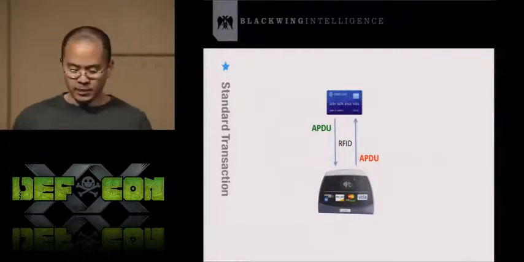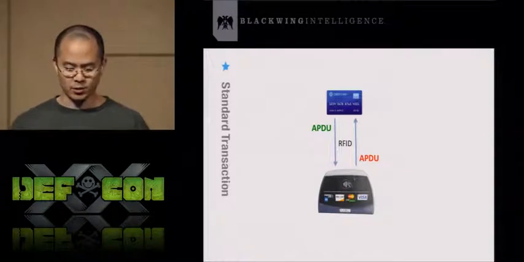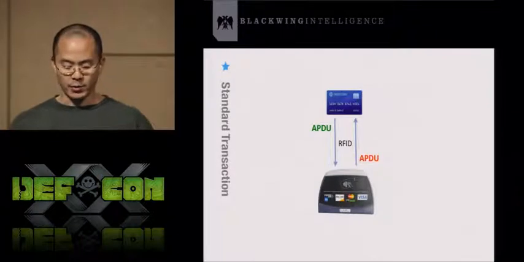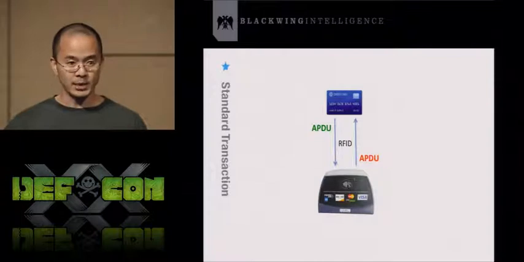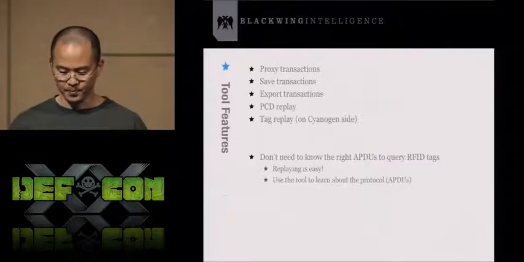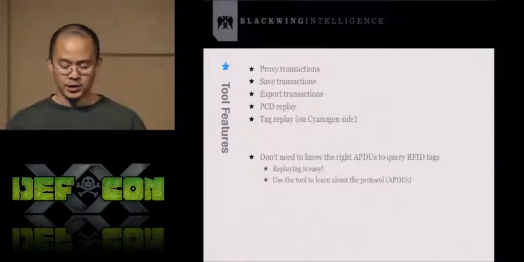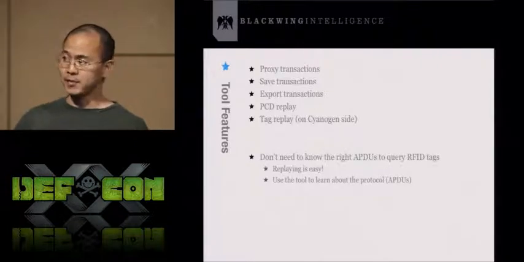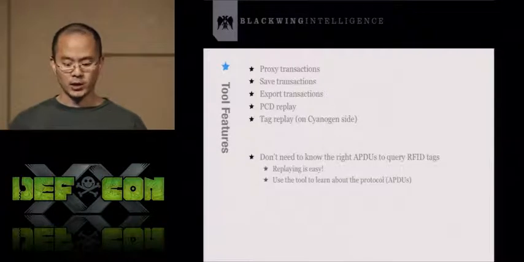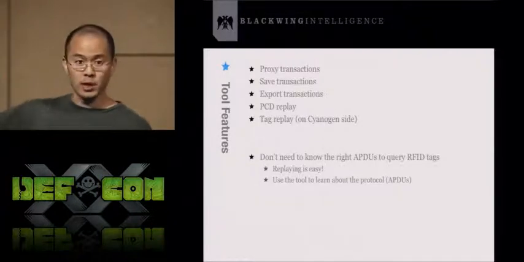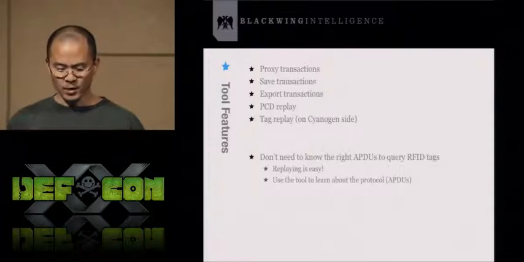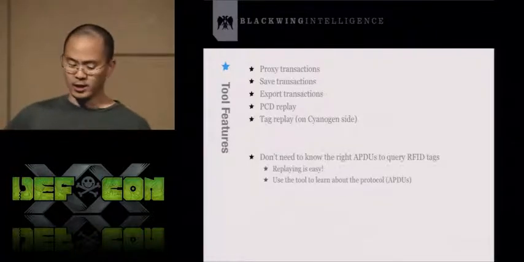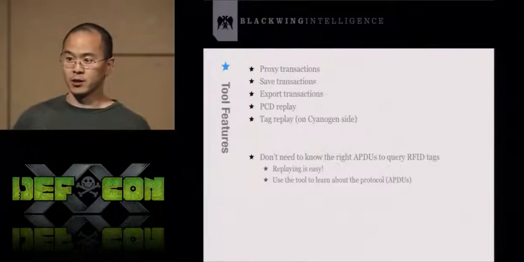So here's just a pretty basic example of how an RFID transaction will work with a credit card. You have a credit card that communicates over RFID with the reader. The reader sends an APDU, the credit card responds, and this goes back and forth a few times. So what NFC proxy allows you to do is proxy that transaction, save that transaction, and export that transaction. You can replay all of the requests that the PCD made, and then you can replay all of the responses that the credit card gave. Now that feature requires that special Cyanogen code. One thing to note, if you're saving and exporting data, none of that stuff is encrypted, so store credit card information at your own risk.